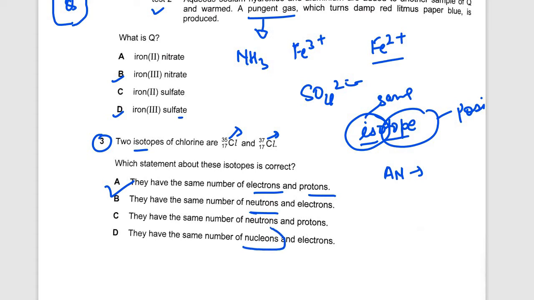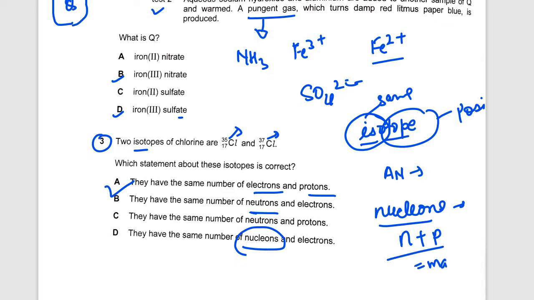What is the meaning of nucleons? Nucleons are basically the subatomic particles present in the nucleus. Very simple to remember, because students always get confused between proton number, mass number and nucleon number. So nucleon number is the number of particles present in the nucleus, which is the number of neutrons plus the number of protons, which is equal to your mass number. And what is atomic number? That is the proton number.